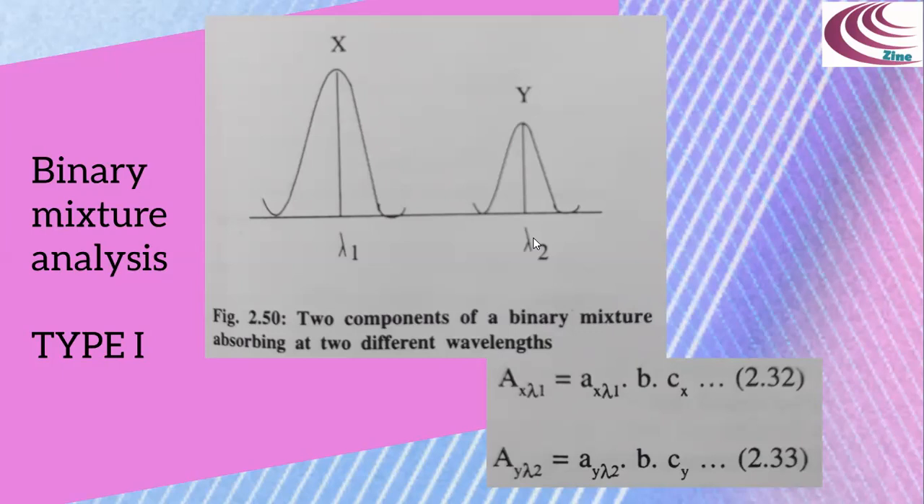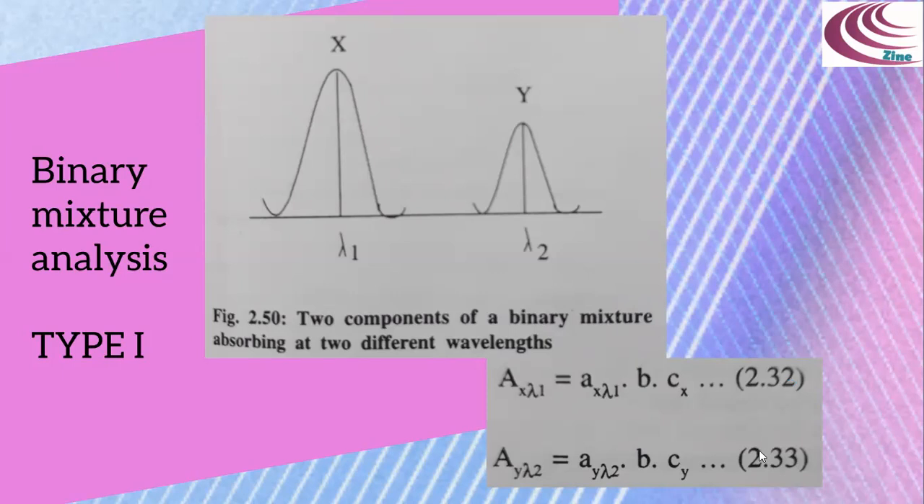So if A_X λ1 is the absorbance of X at wavelength 1, and small a_X λ1 is its specific absorbance, then to find its concentration, that is Cx, as per equation number 2.32.